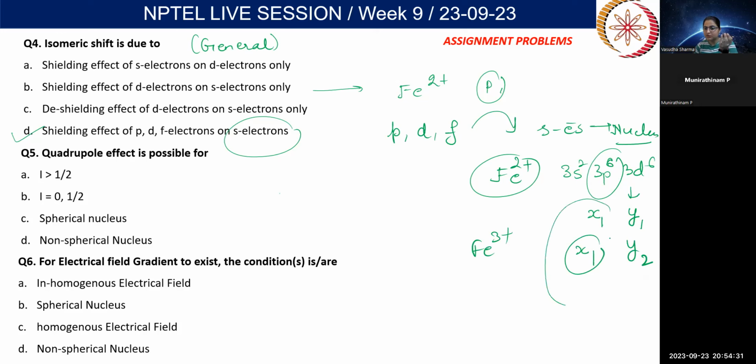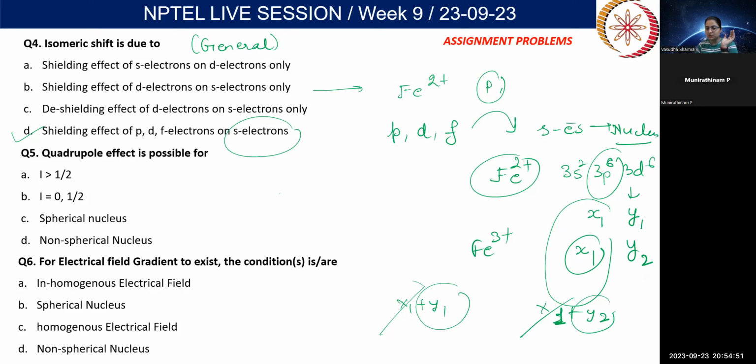But still we can't ignore that it is giving some shielding effect. So the total shielding effect is X1 plus Y1, and in iron +3, it's X2 plus Y2. It's X1 plus Y1. So if I cancel out this effect, I'll remove X1, X1. So ultimately it depends upon the d electrons.